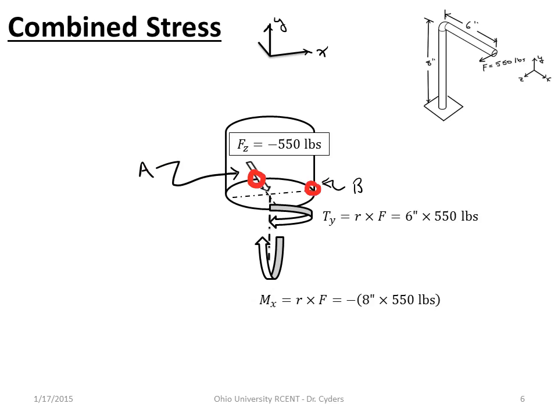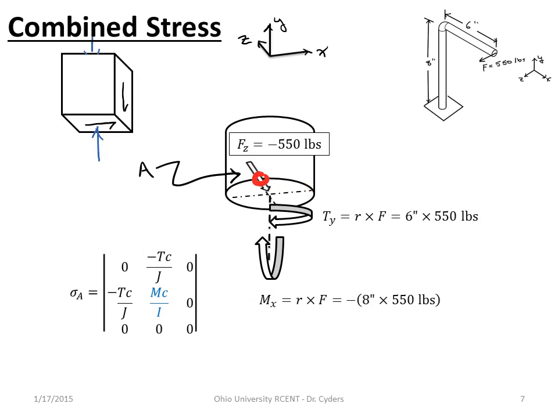So let's take a look at our actual combined stresses at point A and B and see which one is greater. That's going to be a little bit difficult to do. We're going to have to go a little bit outside the scope of our discussion here, but bear with me. I think you'll find that this is not terribly difficult to understand. So let's go ahead and construct our stress tensor at point A.